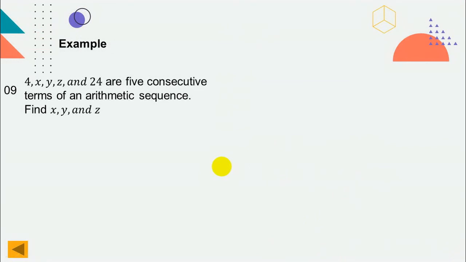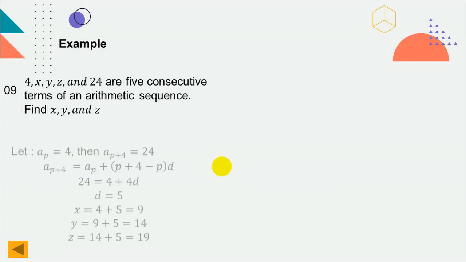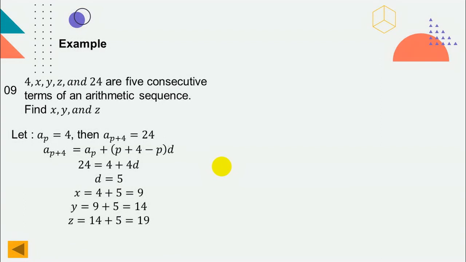4x, y, z, and 25 are 5 consecutive terms of an arithmetic sequence. Find x, y, and z. In this question, we are looking for what? The first term is 4, and then the 5th term is 25. So in here, we have the first term. You can use the general term or you can use the advanced general term. It depends on you. So from here, we know the first term is 4.